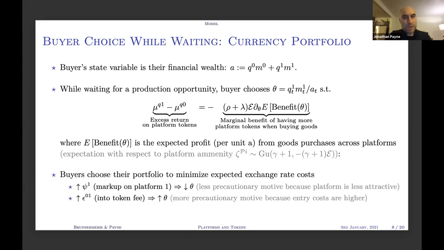And the only point I was trying to make is, if you say there's no exchange rate cost when you go to the platform, then there's no precautionary motive to hold one currency over the other, because this expected benefit is essentially zero, right? There's no relative benefit of holding one currency compared to another. And all you're going to be looking at is the financial return, so the return on the price of the two different currencies over time.